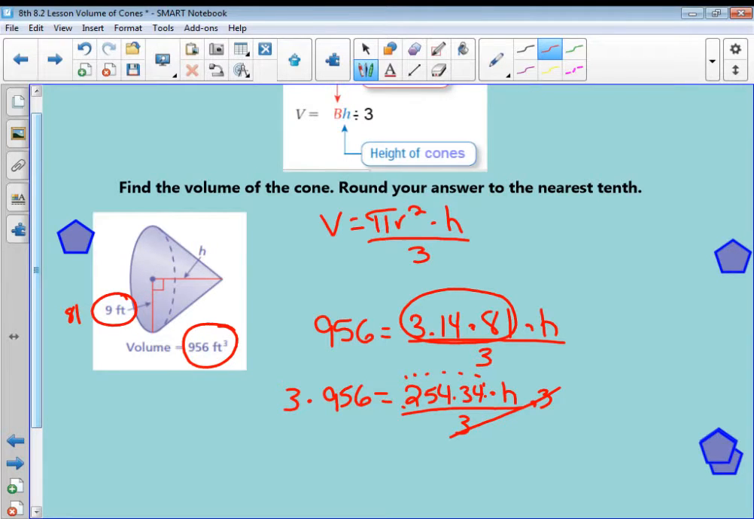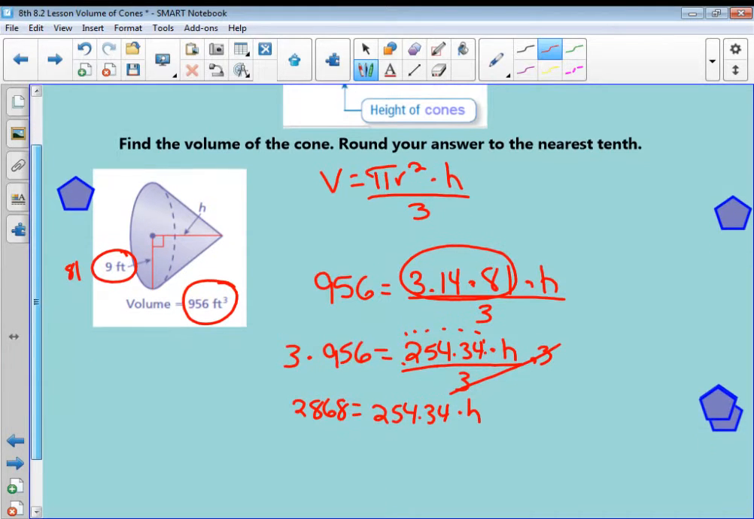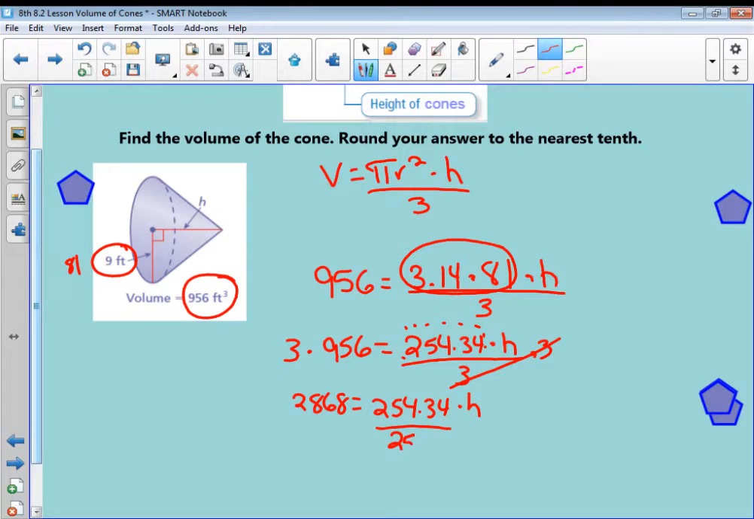So 956 times 3 gives me 2,868 equals 254.34 times our height. So now I'll divide by that 254.34 to get rid of it. So 2,868 divided by 254.34 is approximately 11.27, so 11.3. And then units was feet.